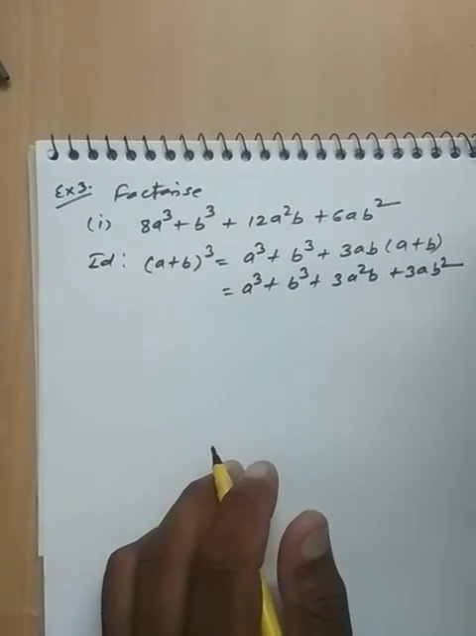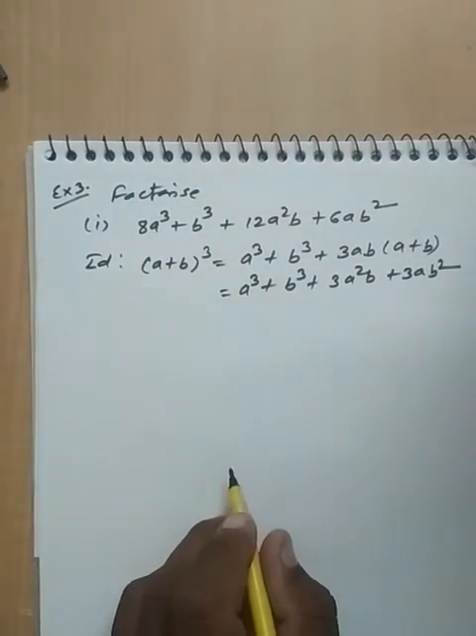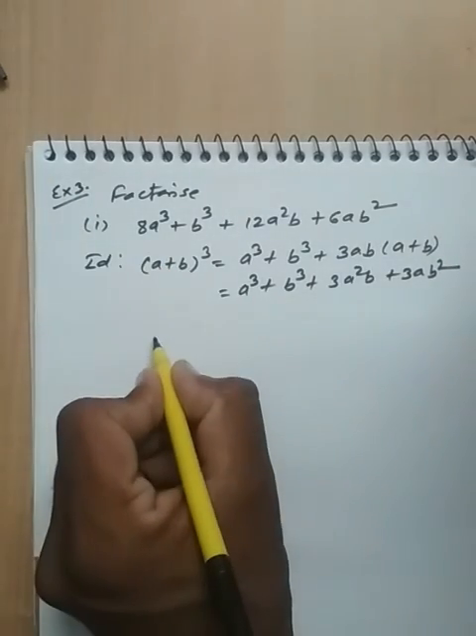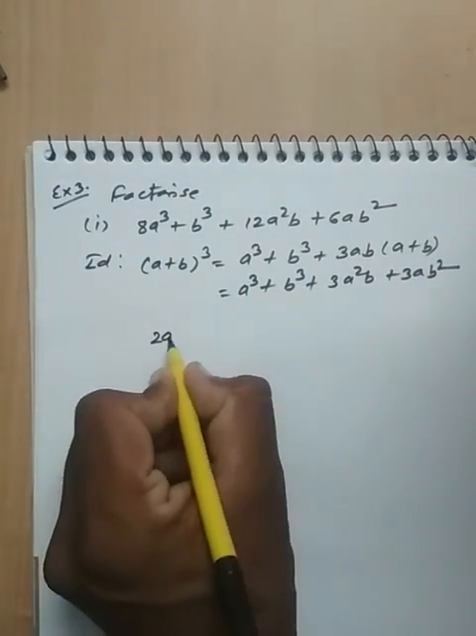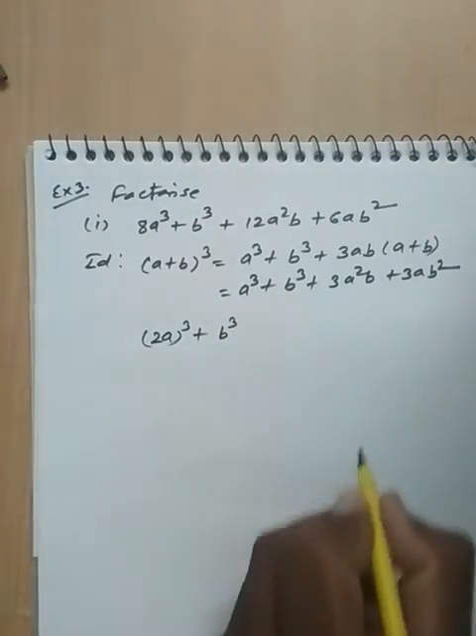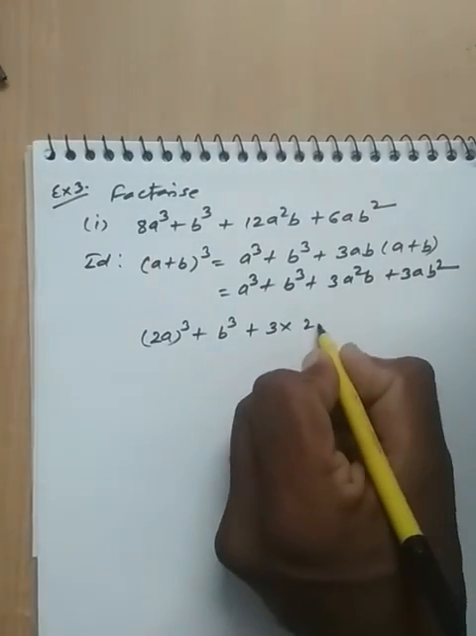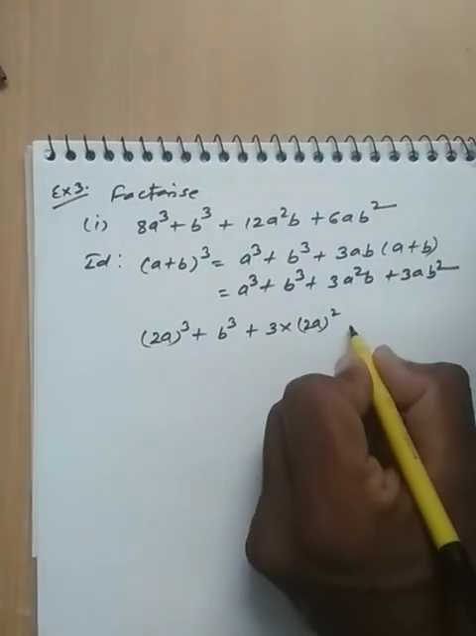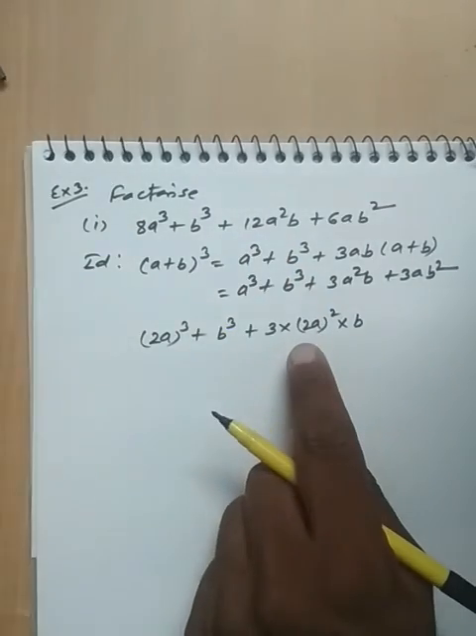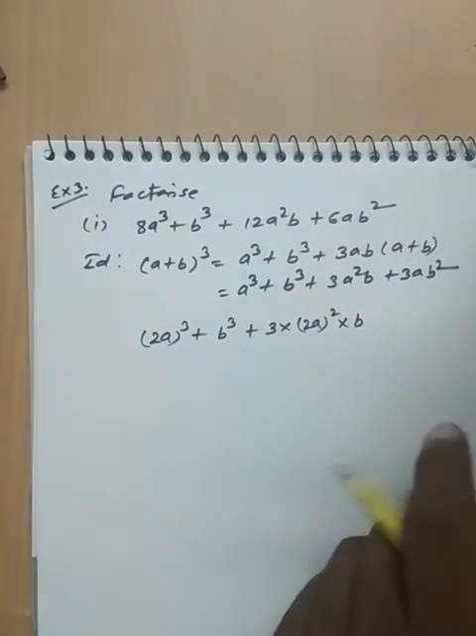And again we are arranging our question according to the identity. So the first two terms are a whole cube, so make the whole cube. 8a cube can be converted into (2a) whole cube plus b cube. Again 3 (2a) square into b, in place of a is 2a and b is b, and these are equivalent to 12a square b, because 2 square is 4 and 4 3s are 12.